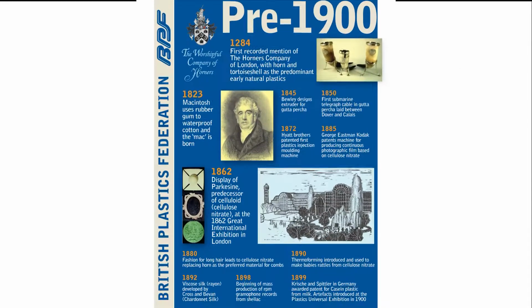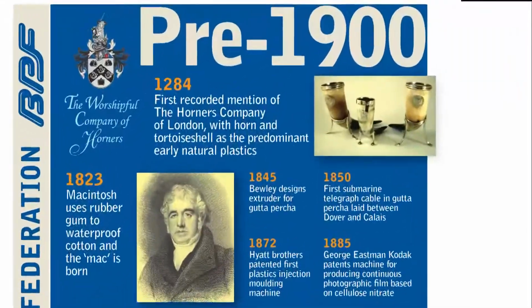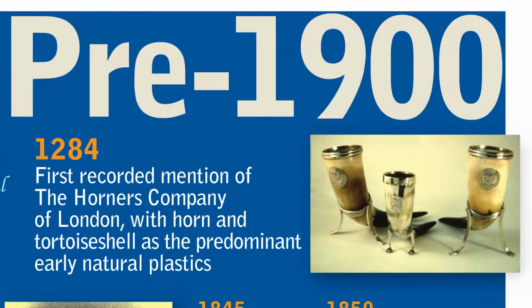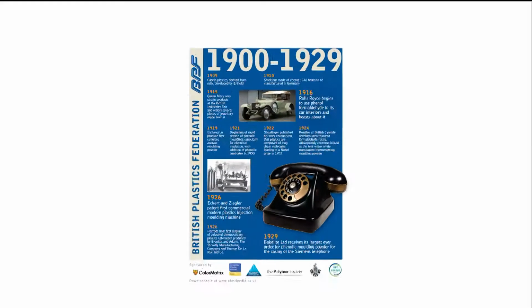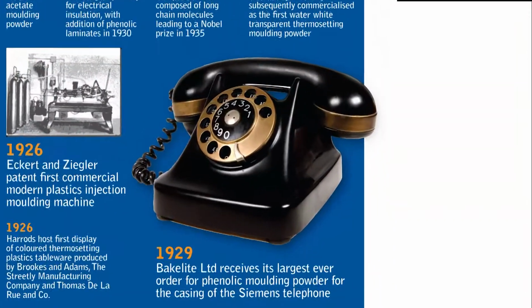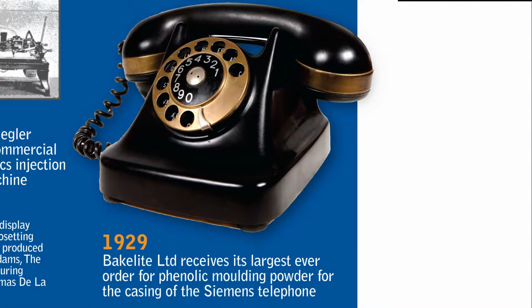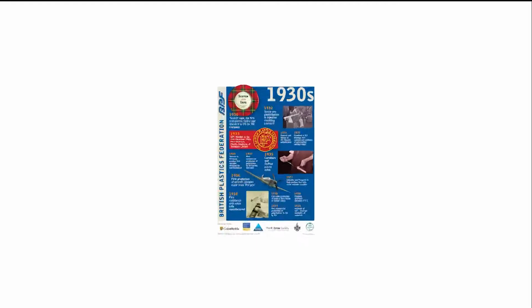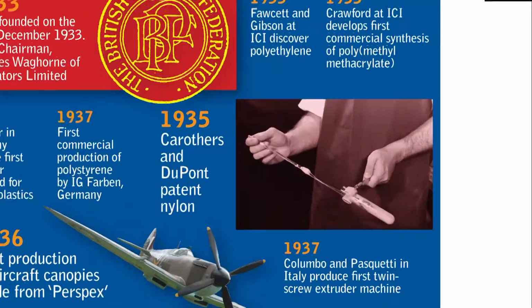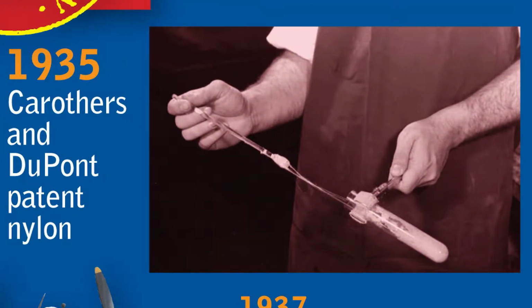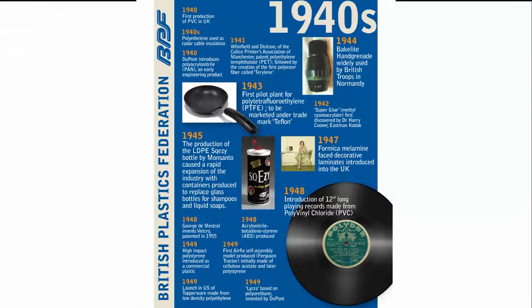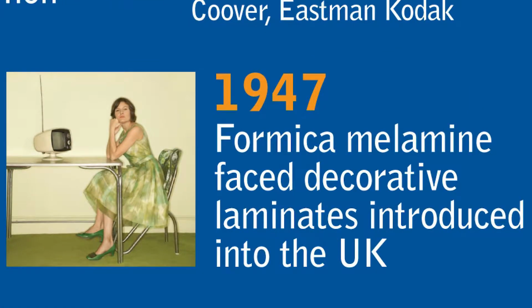The plastics industry is over 800 years old. The first known use of plastics is in 1284 by the Horners Company of London, which used natural plastics such as horn and tortoise shell to make various objects. In the 20th century, scientists create numerous synthetic polymers, such as bakelite. Nylon is created at DuPont in 1935. Formica, high-pressure laminate, is developed in the 1940s.